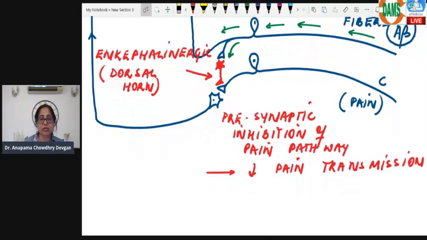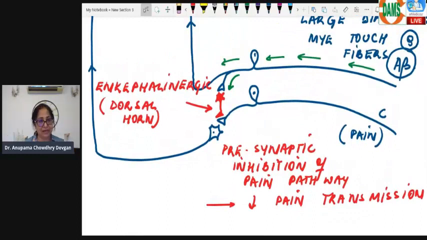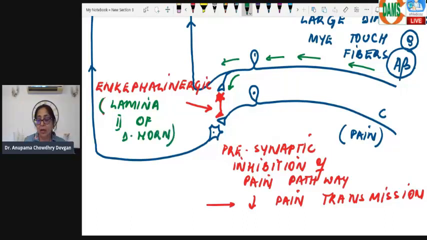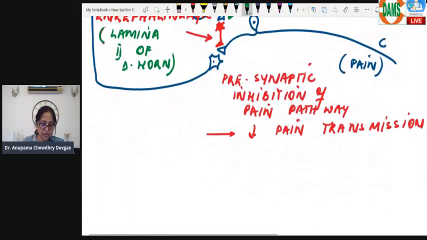So in the gate control theory, which touch fiber is excited? A beta. What sort of inhibition is this? This is a presynaptic inhibition of the pain pathway. The neuron involved is an encephalinergic neuron, which is present in the dorsal horn. Which lamina? It is present in lamina 2, that is the substantia gelatinosa of the dorsal horn. This is as far as the gate control theory is concerned.